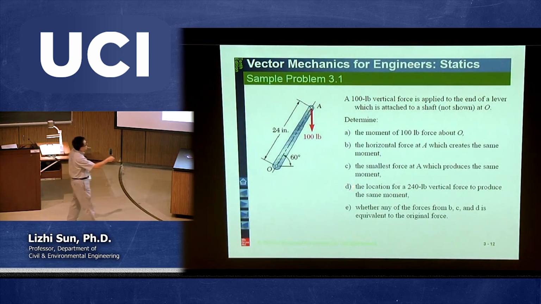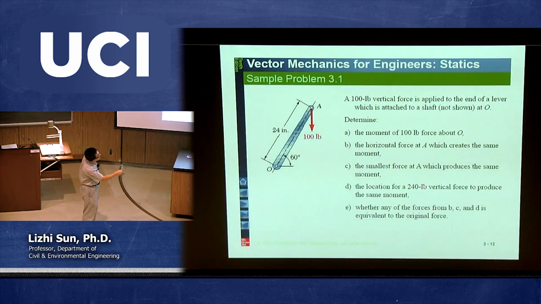Finally, two more. What we need to determine this time is that the force may not be acting on point A. All the previous three questions are talking about a certain force at point A, just in different directions. Now this time, question D, we need to determine the location of a 240 pounds vertical force acting somewhere, which we don't know, that can produce the same moment.